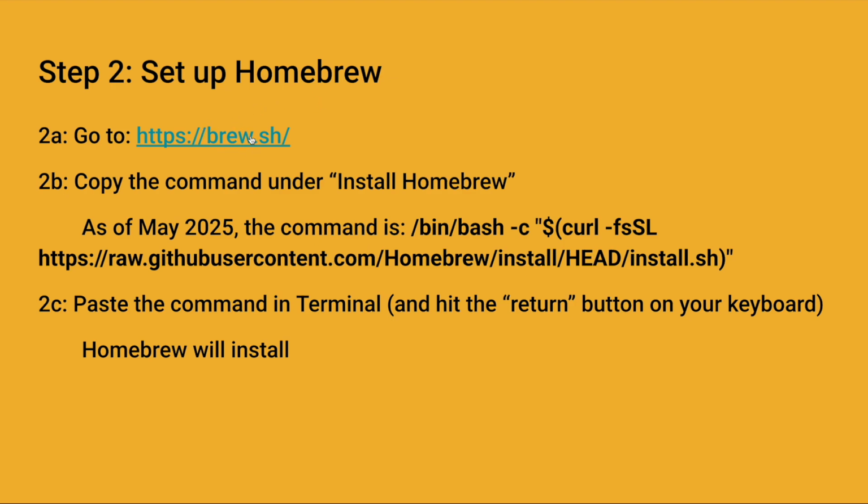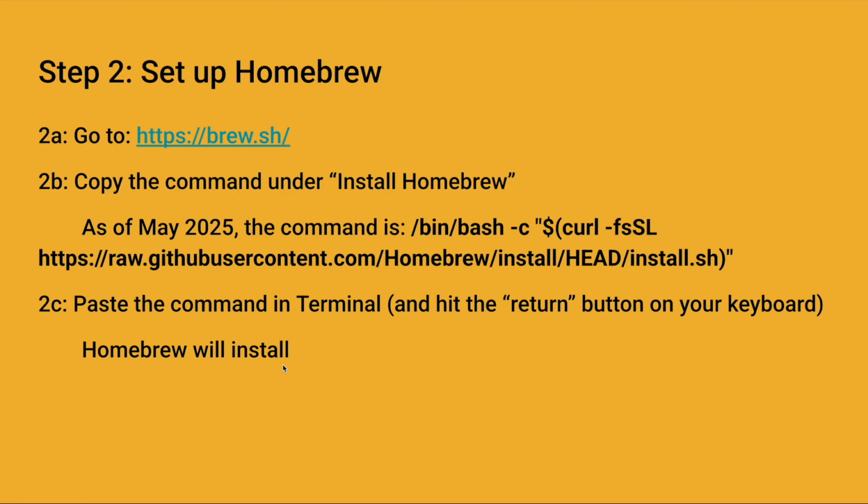You can go to this web page and under Install Homebrew, copy this command. There should be a button on the website that allows you to copy this command. It used to be a little shorter, but as of the making of this video, this is the command. After you copy it, open the terminal app on your Mac and paste this command. Then hit the return button to make this command work.